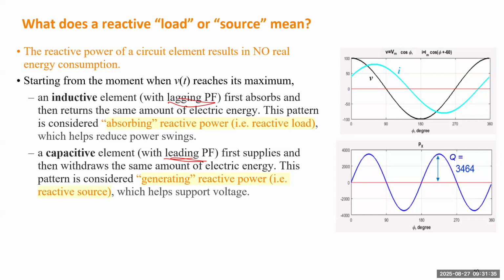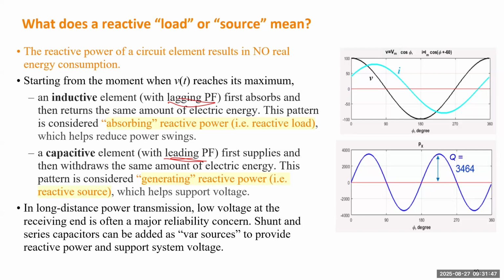Just to make it simple, a reactive source just means any branch or equipment that behaves like a capacitive load. It's capacitive, so it will be a reactive source. Otherwise, it will be a reactive load. In long transmission lines, the low voltage usually will happen at the receiving end. We'll prove this statement, but right now just keep it in mind. For long power transmission, usually the low voltage will be at the receiving end.